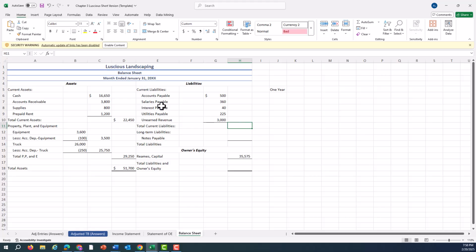They go in the current liability section of this classified balance sheet. And in total, if I sum those up, putting it in the rightmost column, where all the totals go, that's $4,125 of current liabilities that we have.